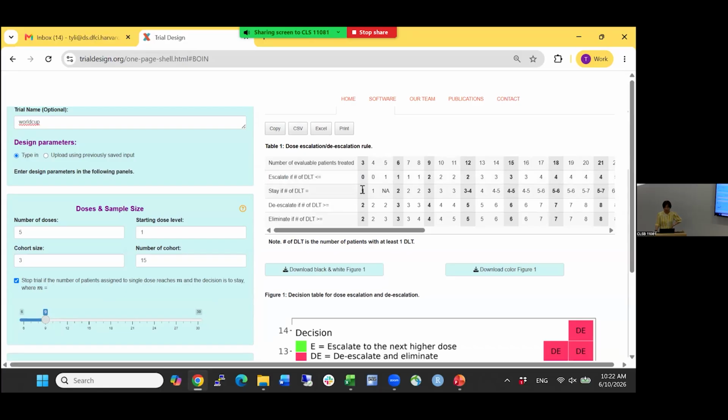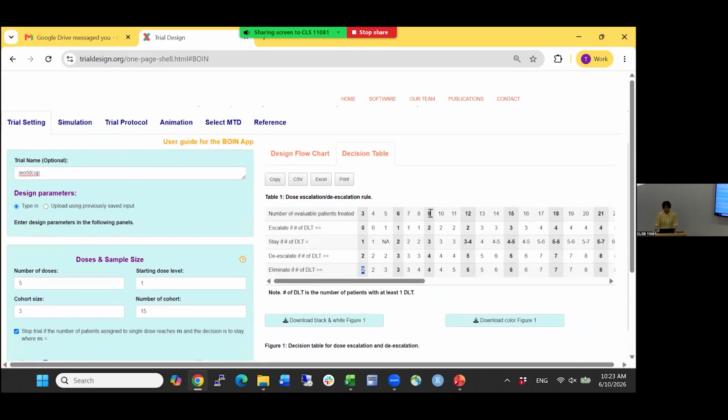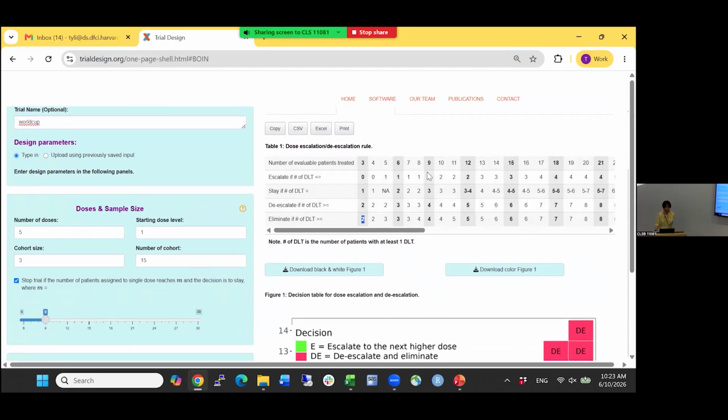If we observe 1 DLT among these 3, our decision is to stay. Stay means we will enroll another cohort to evaluate more. If we observe 2 DLTs among these 3, then we de-escalate to a lower level. And in our case here, 2 out of 3 also means we need to eliminate this dose level altogether. We won't escalate to this dose anymore. So we can see there are other columns, other options. I will also give an example to further illustrate how we use this table.